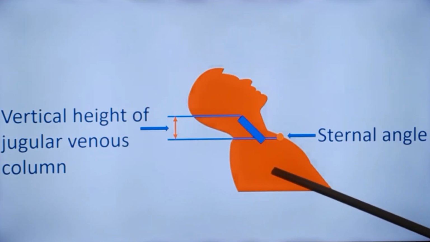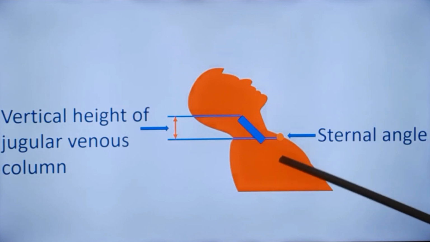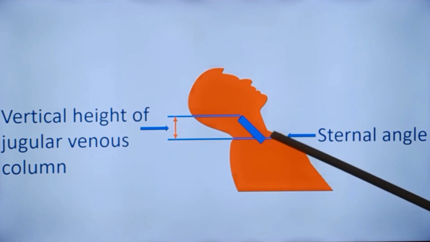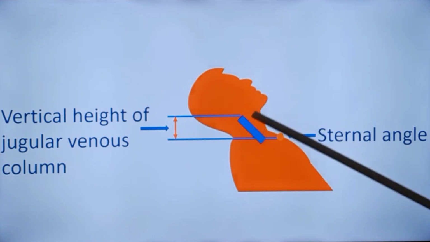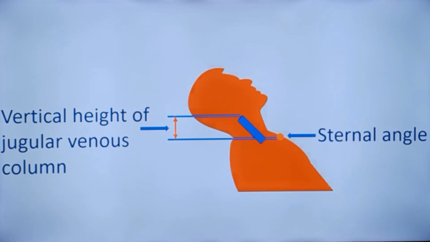The difference from there to the sternal angle will be 5 centimeters of water. So if you measure from the sternal angle, suppose the jugular venous pressure is 5 centimeters, then the right atrial pressure will be 10 centimeters of water, and that will be approximately 10 millimeters of mercury, though it is not exact.